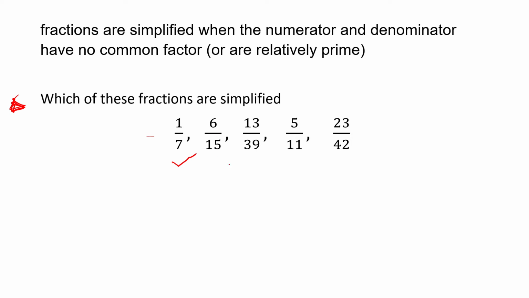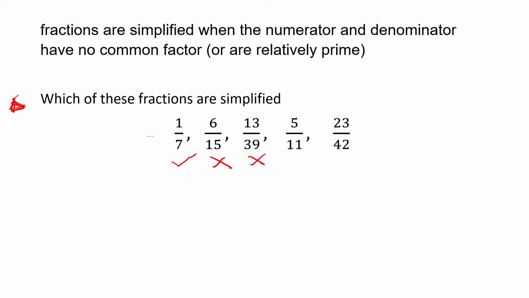How about 6 and 15? Right off the bat, I already know that they have a common factor of 3, because I know my multiplication table. So they are not simplified. How about 13 and 39? You might think, oh, 13 is a prime number, they don't have any common factor. Boom. However, you're forgetting that 13 goes into 39. That means they are not simplified.